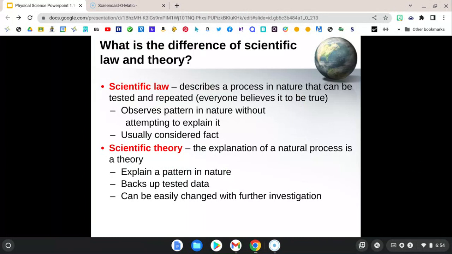A scientific theory, however, is the explanation of a natural process. It explains some sort of pattern in nature. It backs up tested data, and it can also be easily changed with further investigation.